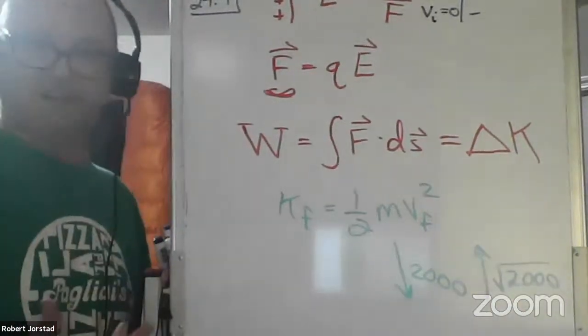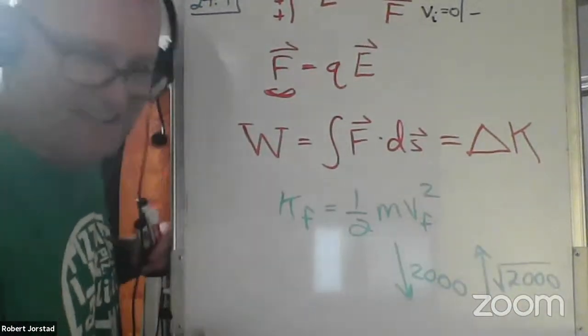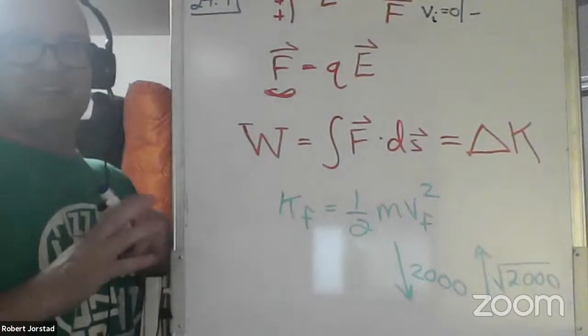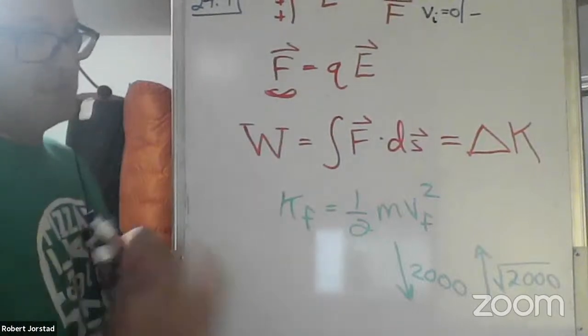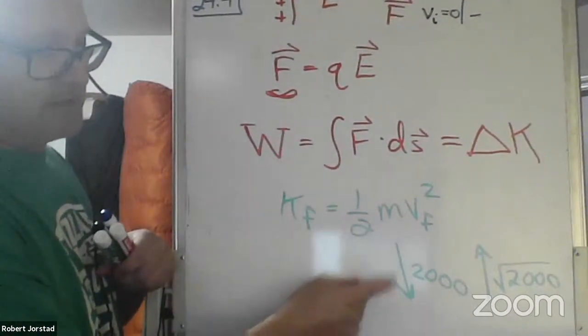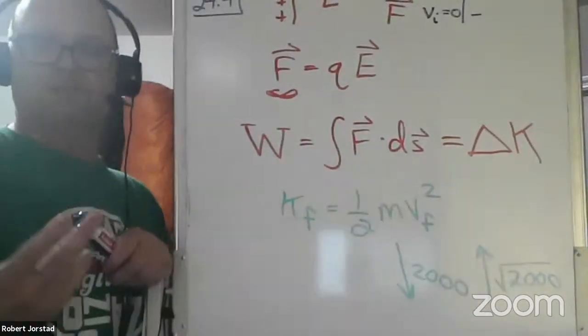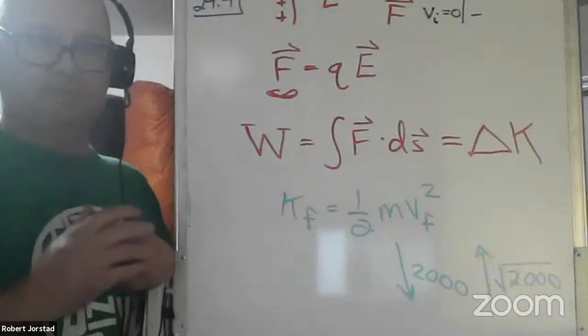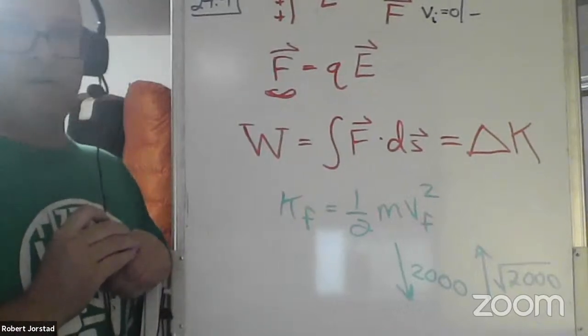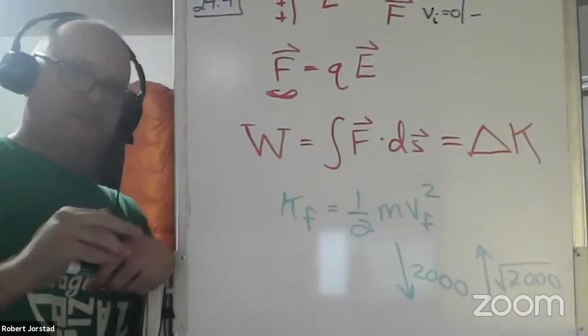Square root of 2,000. Good, I'm glad you didn't say 2,000. The idea is if the mass goes down by 2,000, the speed should go up by, since it's squared, the square root of 2,000. All right, so just watch out for this type of stuff.